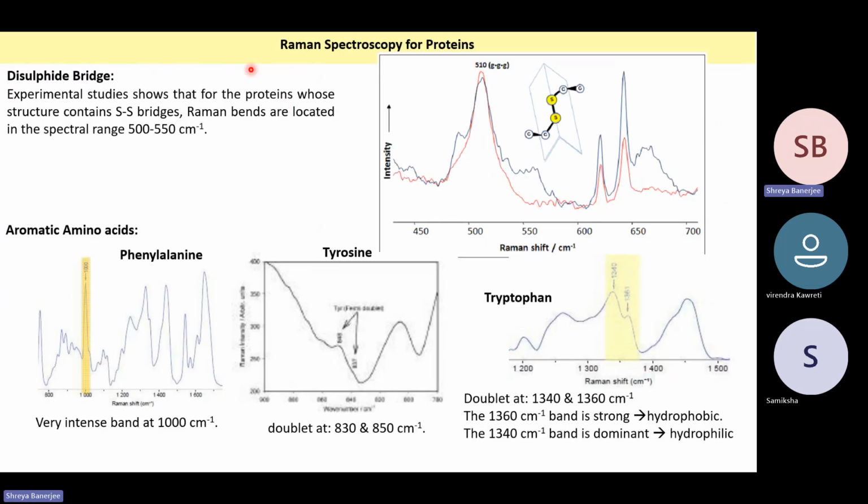And there are characteristic peaks like we saw in absorbance and fluorescence spectroscopy. The aromatic amino acids showed very characteristic peaks. In the Raman spectroscopy also, the aromatic amino acids, phenylalanine, tyrosine, and tryptophan show very characteristic peaks.